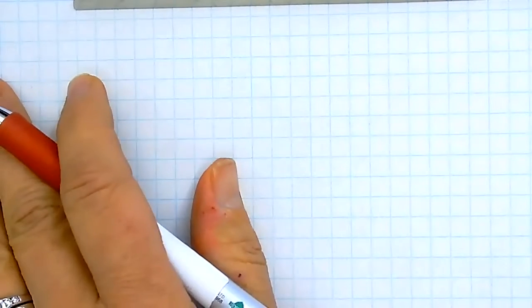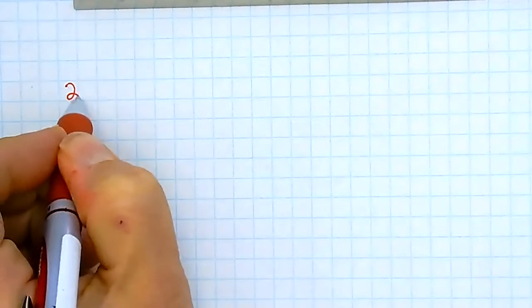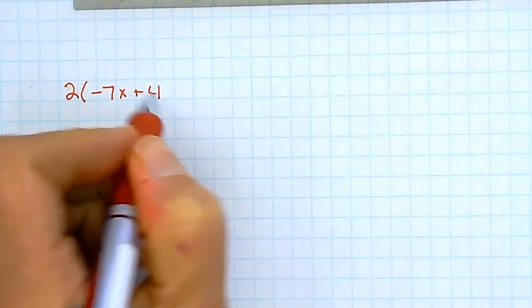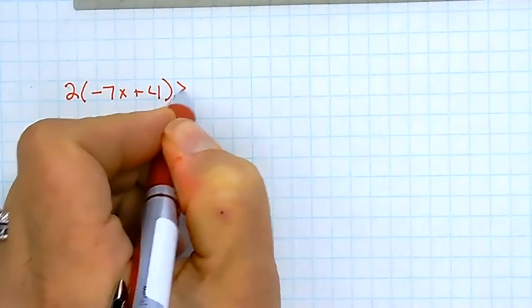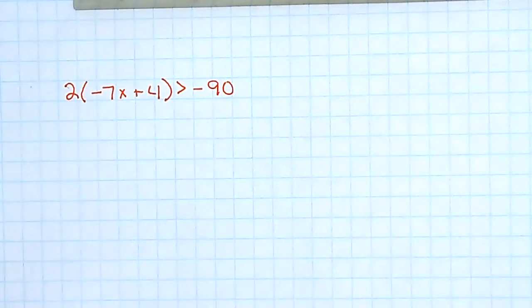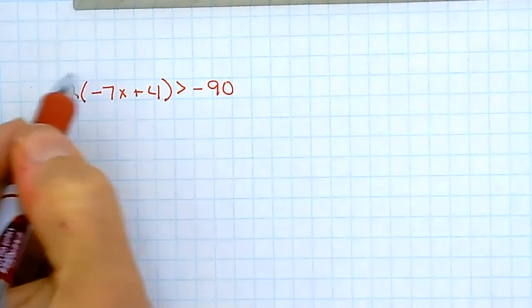All right, so this is the review video for solving inequalities. We're going to do a couple of problems. The first one is 2 times negative 7x plus 4 is greater than negative 90. So now we are going to distribute.